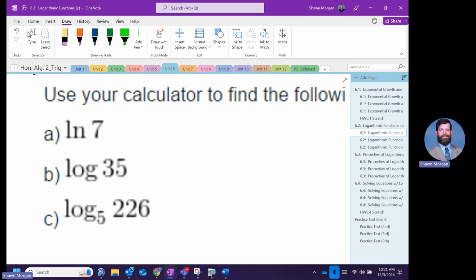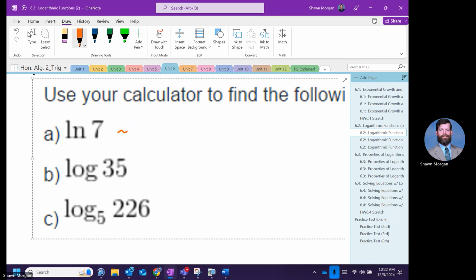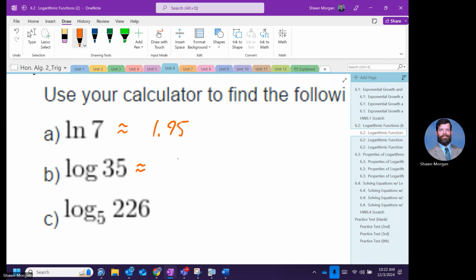All right, let's go, Jack and Blake and Andrew. Jack, Blake, and Andrew. Hundredths. Common log, Blake.